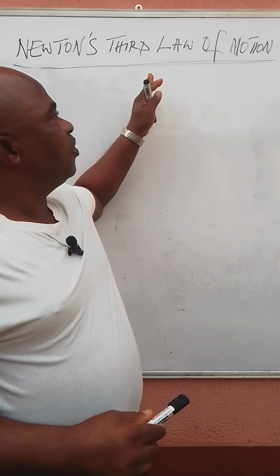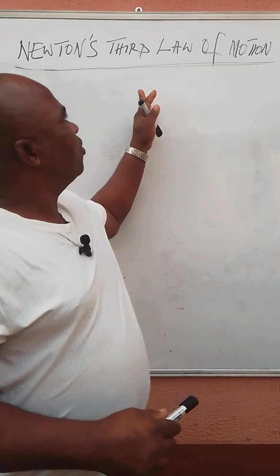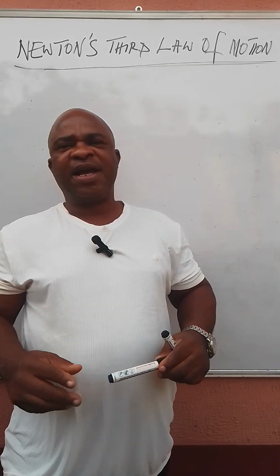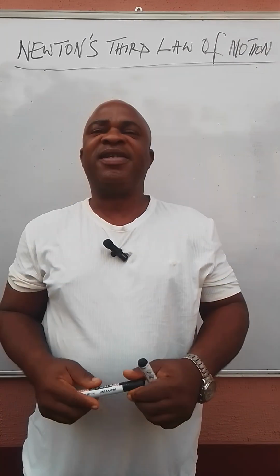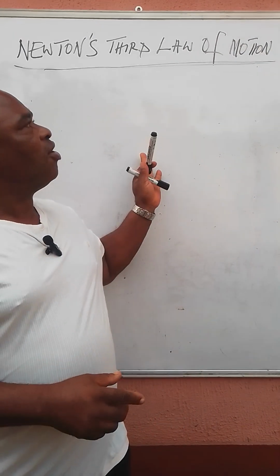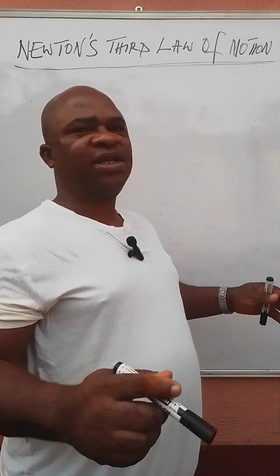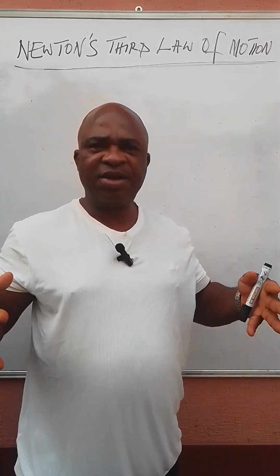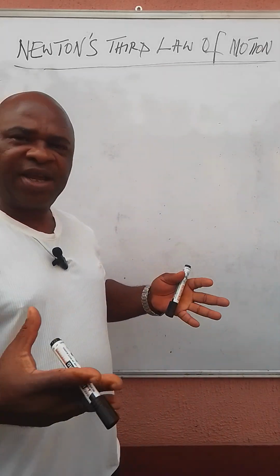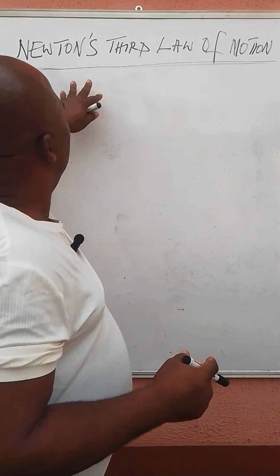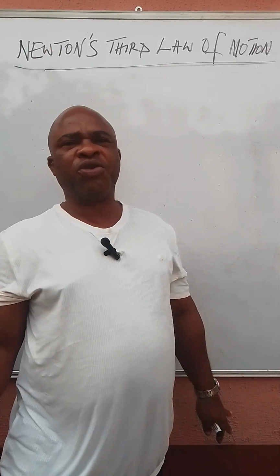In today's class, we are going to look at the last law of Sir Isaac Newton, which is the third law of motion. We are going to look at what this law is stipulating, what this law is asserting, what this law is saying. So we are going to define Newton's third law of motion.